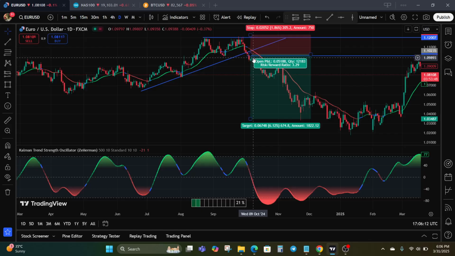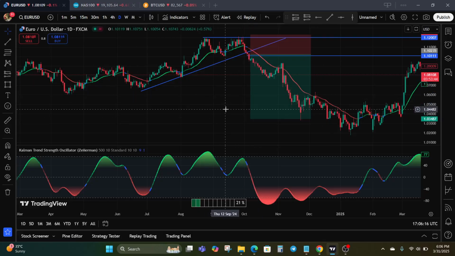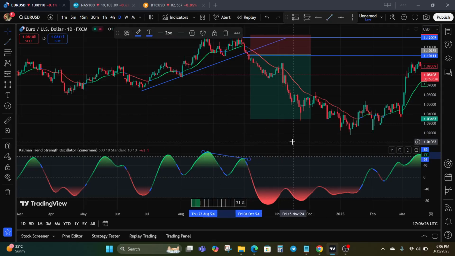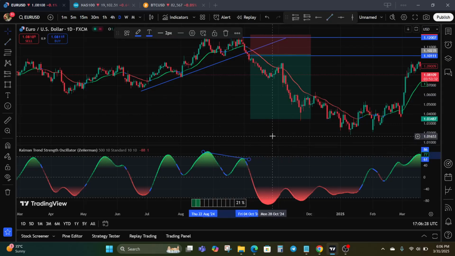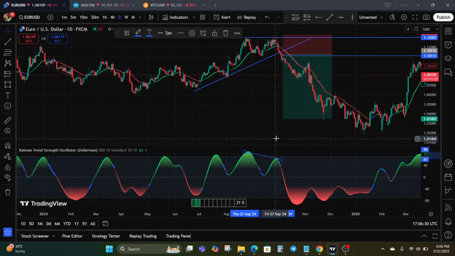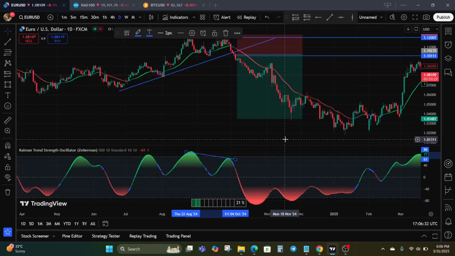And then with respect to divergence signals, if price is moving up and then the oscillator starts falling, you can see at this point the oscillator started falling. If price is moving up but the oscillator is falling, it may signal that a reversal is imminent.